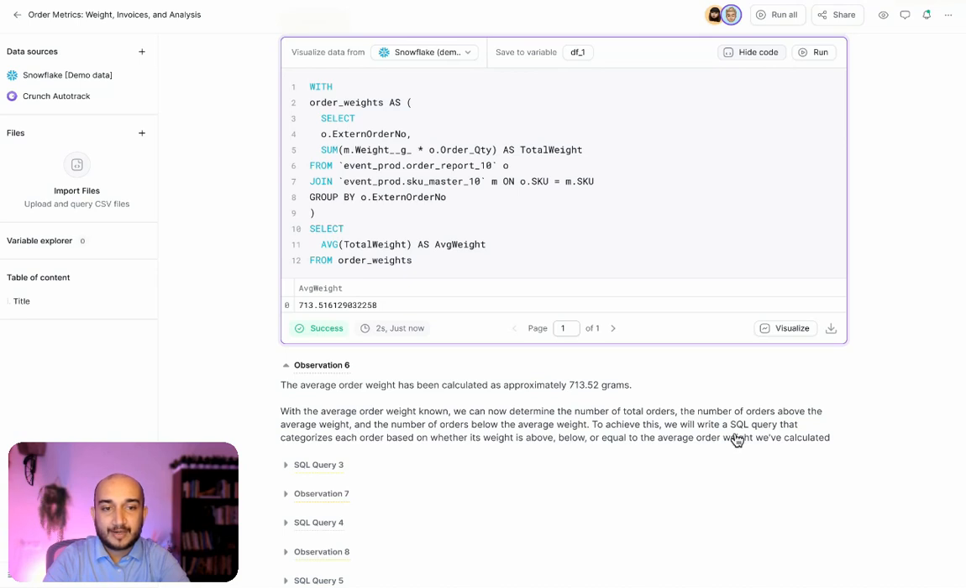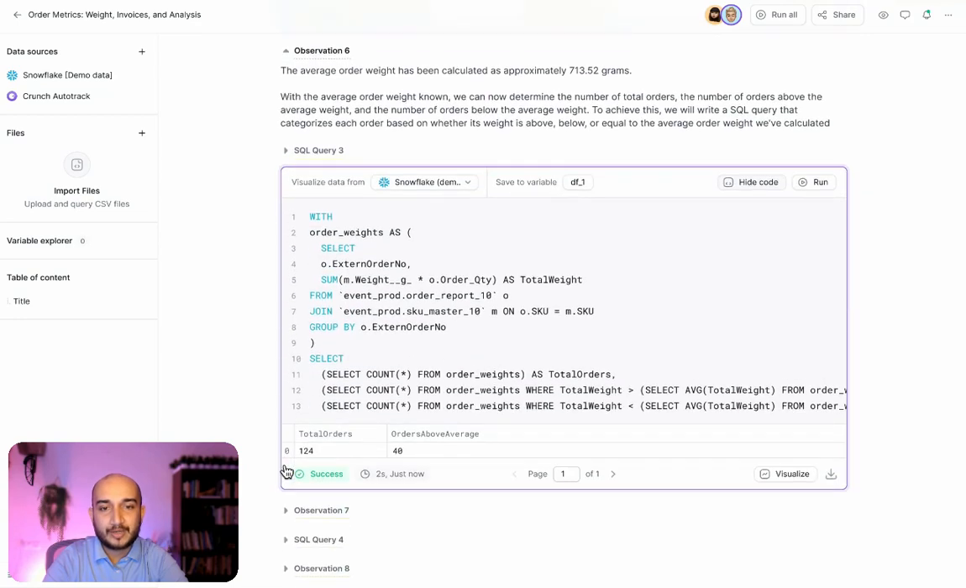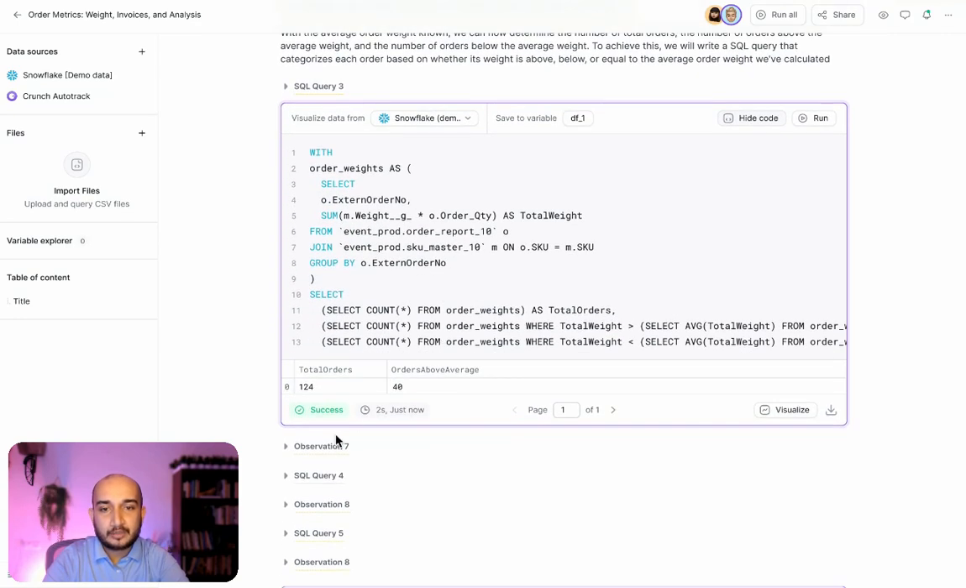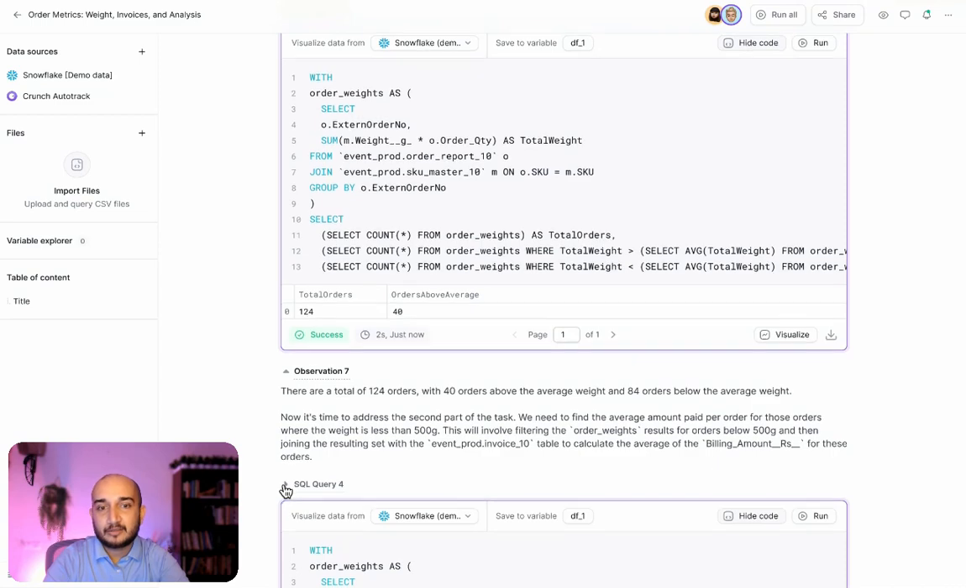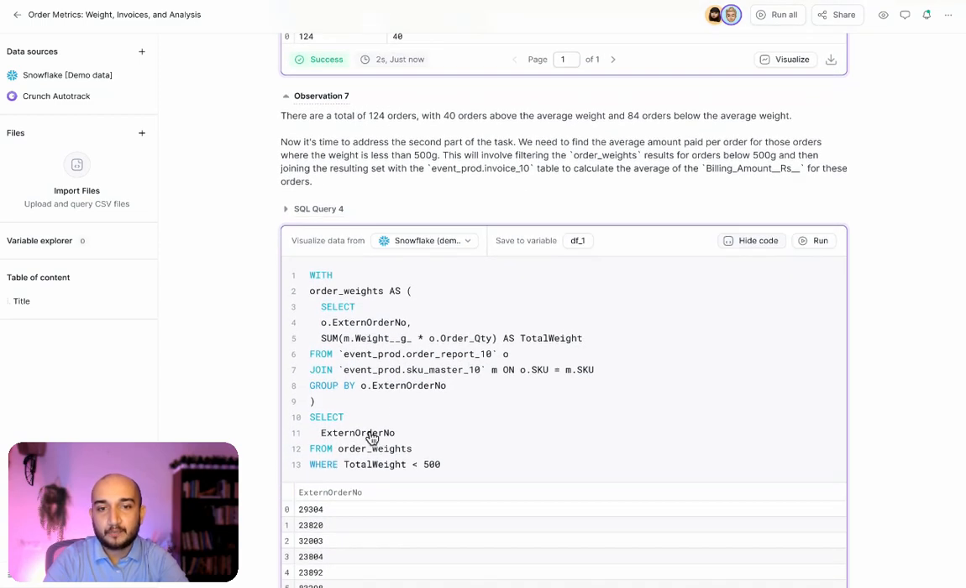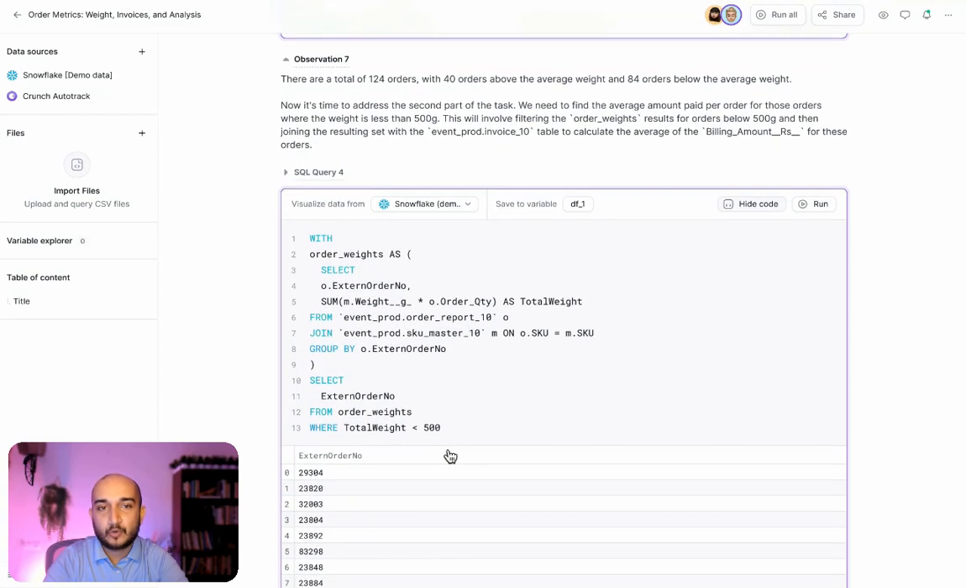To achieve this, we'll write a SQL query that categorizes each order based on whether its weight is above, below, or equal, of course. So this query is about the weight, and then it makes another observation saying that these many orders are above and under. And then the third part of our assignment, which was 500 grams, find the average order value from the invoice. So it's again going and looking at the billing amount for these orders.